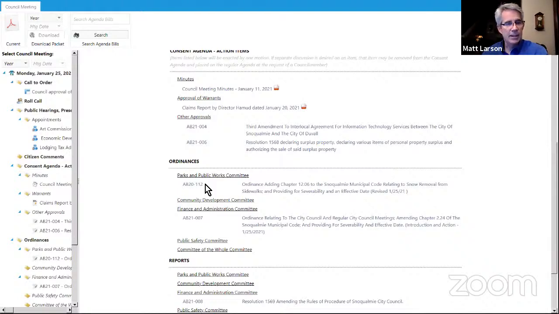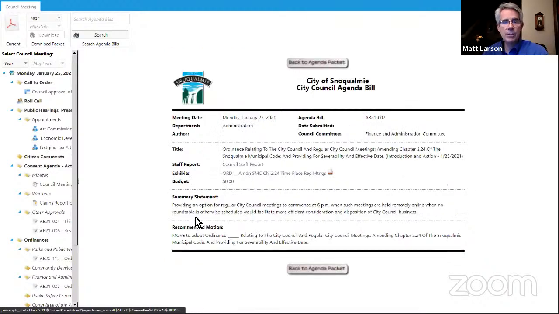I appreciate the comment. All right, moving on to Finance Administration Committee. We're still under ordinances. Agenda Bill 21007. Ordinance relating to City Council and regular City Council meetings, amending Chapter 2.24 of the Snoqualmie Municipal Code and providing for severability and effective date. This is for introduction and action for tonight.